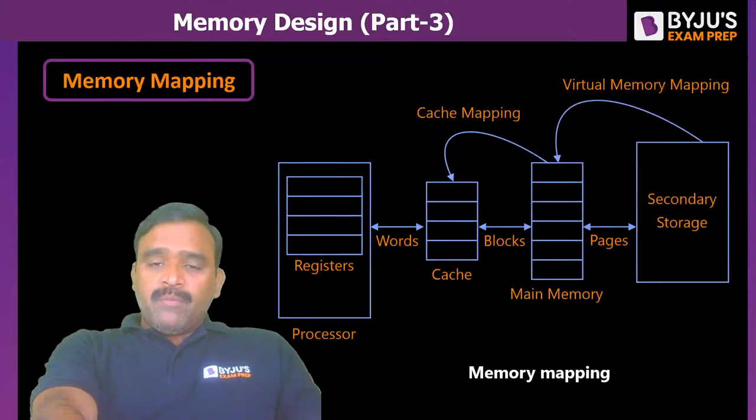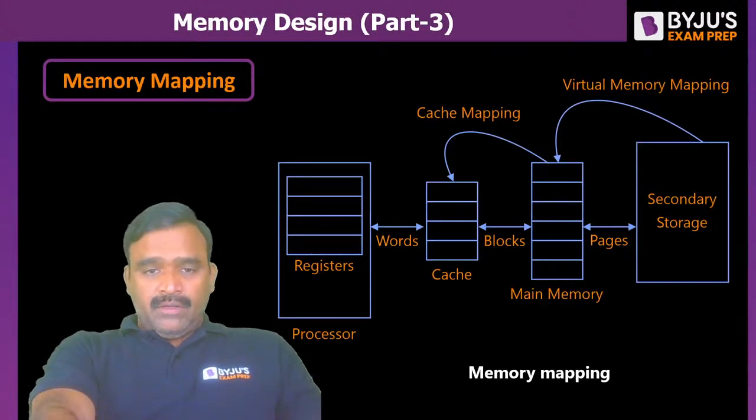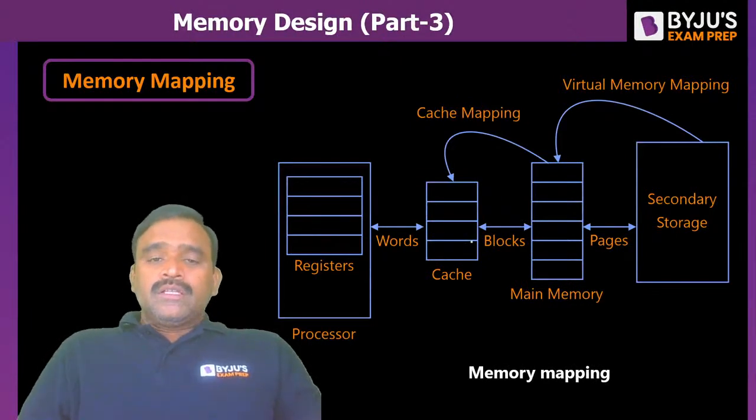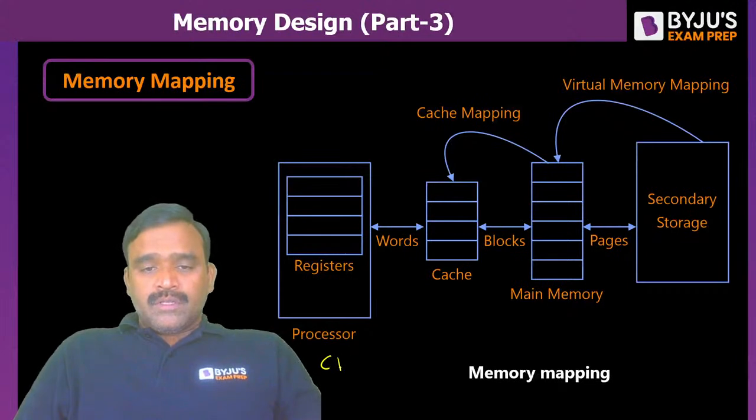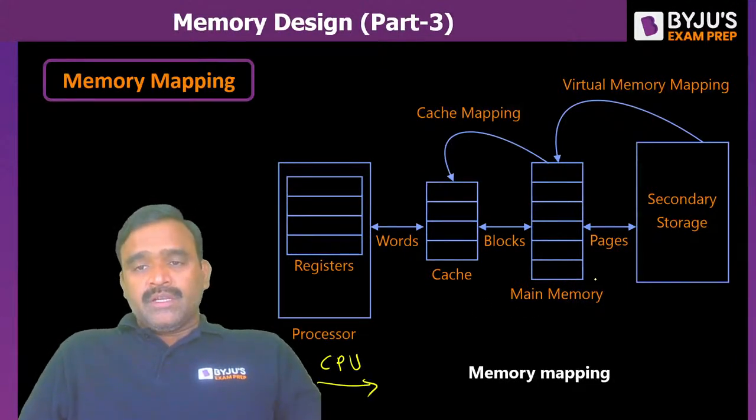As far as mapping is concerned, why is mapping required? Usually the processor, which is nothing but the CPU, generates an address equivalent to a main memory address. Using the main memory address, we have to map into the cache. When the reference is made in the cache, if data is found in the cache, we say it is a hit. If data is not found, we have to go to main memory.